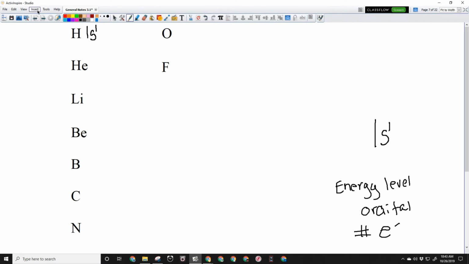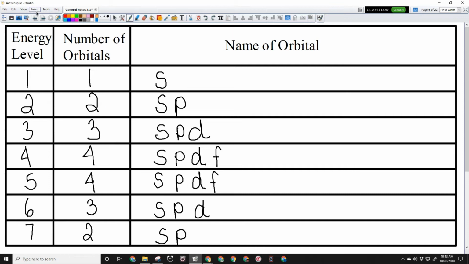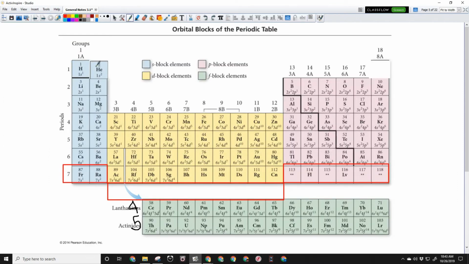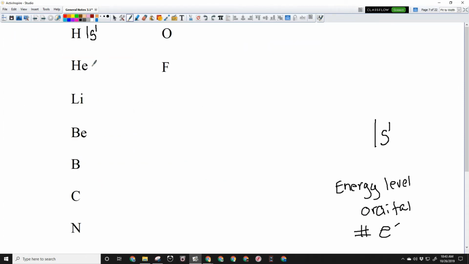All right, so let's look at helium. Helium is right here. It's also in energy level 1. It's also part of the s orbital, but helium has 2 electrons. So its configuration is, and it shows you right here underneath, 1s2. Okay, so helium is going to be a 1s2.